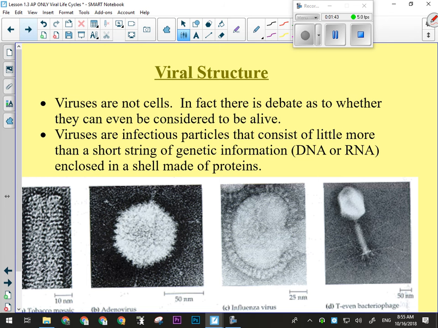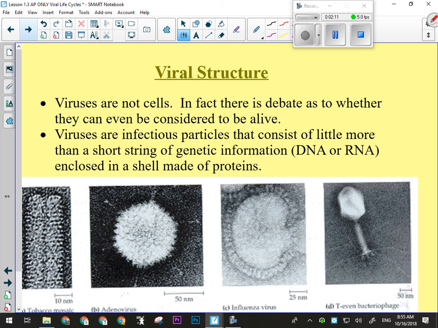Okay, so viral structure. First off, a virus is not a cell. Okay, they're not made up of cells. There's no membrane, there's no wall, nothing like that, no nucleus, nothing. Okay, there is debate as to whether or not they can even be considered a living thing. Viruses are basically an infectious particle that consists of a short string of genetic information. Some viruses have RNA only, so a single strand, and some have DNA. Okay, it's double strand, but it depends on the type of virus we're talking about.